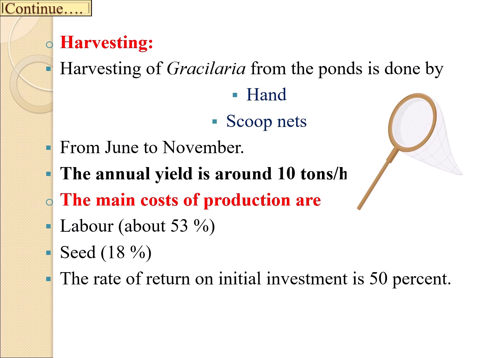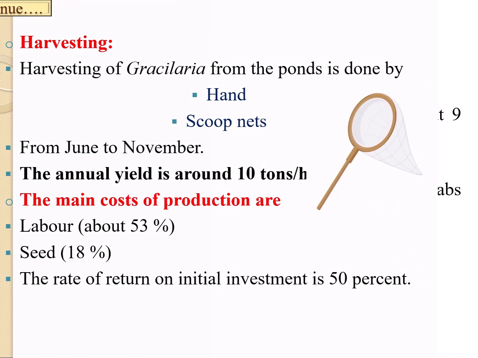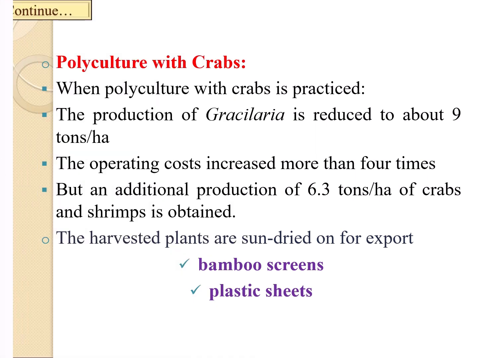This species can be harvested when mature. Harvesting of Gracilaria from the ponds is done by hand or through scoop net, starting from June to November. The annual yield is around 10 tons per hectare. The main costs of production are for labor, which is about 53% of the total cost, while the cost of seed is about 18% of the total cost. The rate of return on initial investment is 50%.